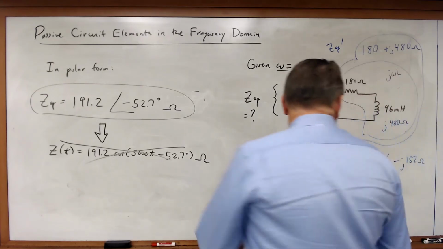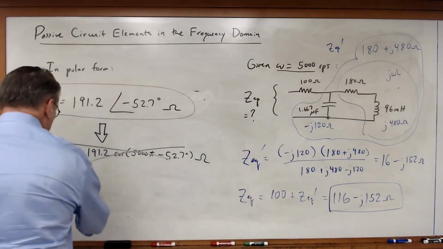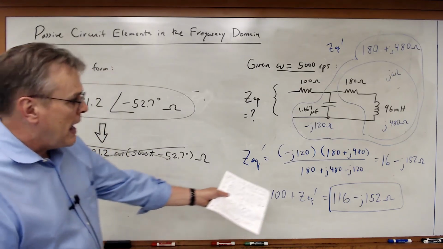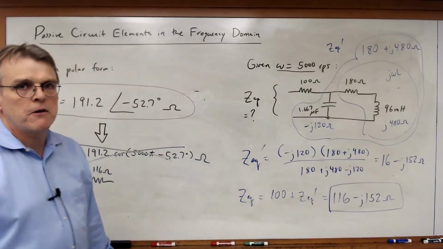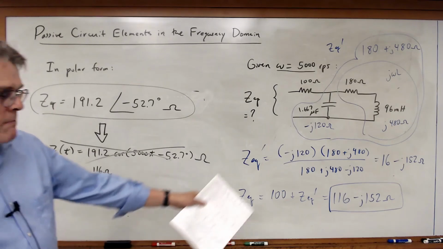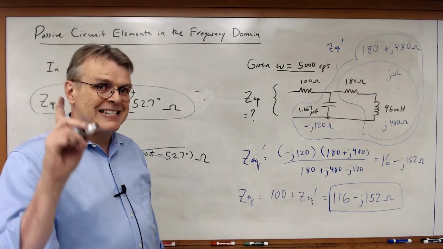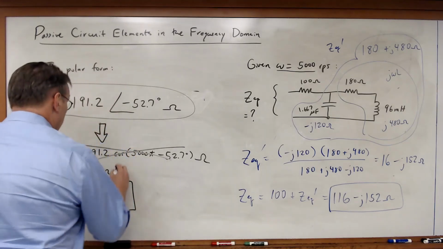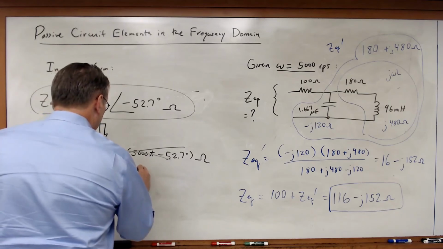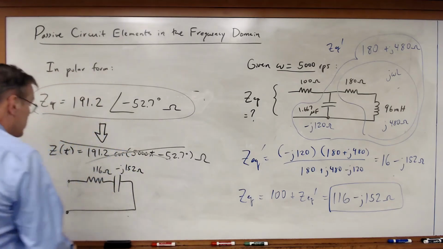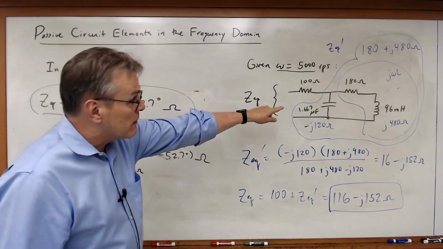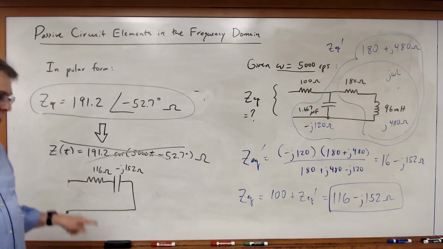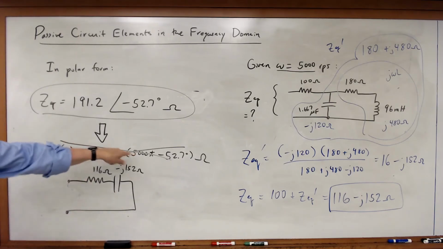So in fact, what does this actual impedance look like? Well, it's got 116 ohms added to minus j152 ohms. And minus j152 ohms, since it's negative, it's got to be a capacitor. So really, when I combine those elements together in the time domain, I can reduce them down to a resistor and a capacitor. That is what this looks like in the time domain, not like a sinusoid.